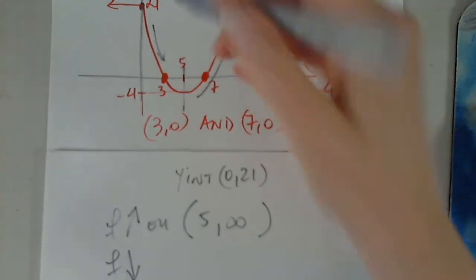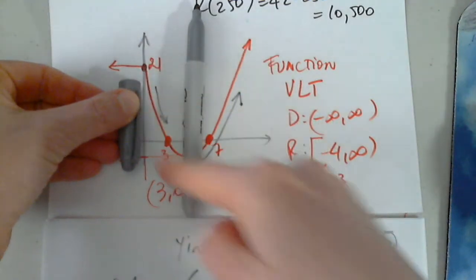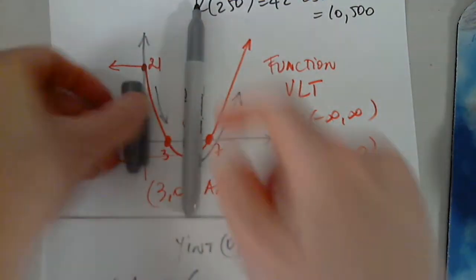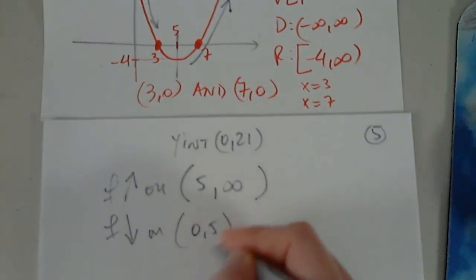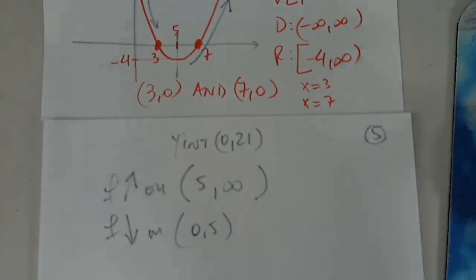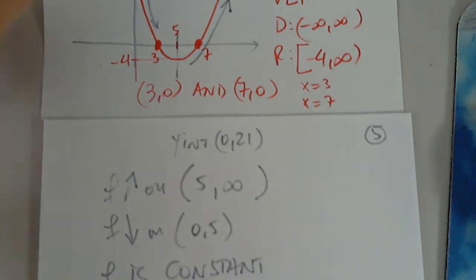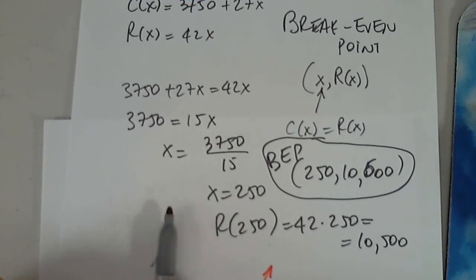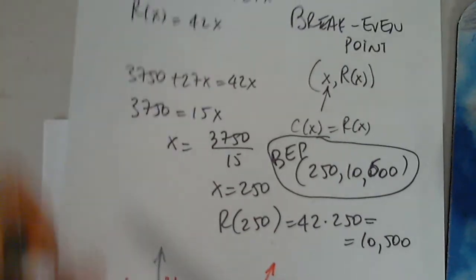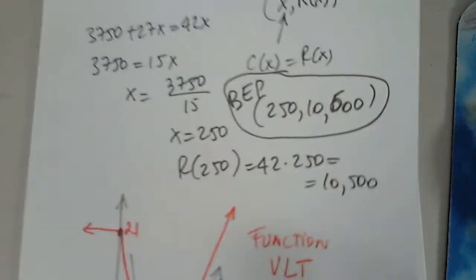Then we want decreasing. Decreasing is only between x equals 0 and x equals 5. The function between x equals 0 and x equals 5 is decreasing. So on 0 to 5, all open intervals. Function is constant. Yes, the function is constant right here. So from negative infinity to 0, the function is constant. So constant on negative infinity to 0, all open intervals.